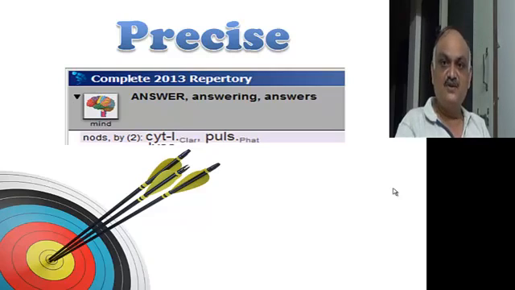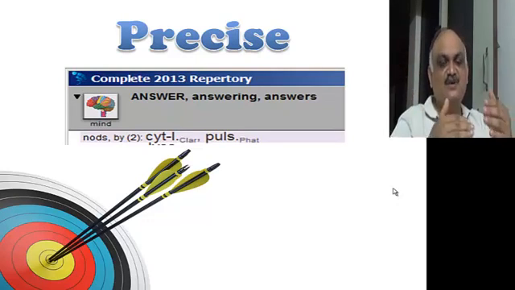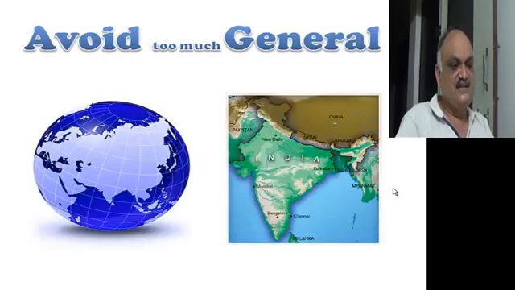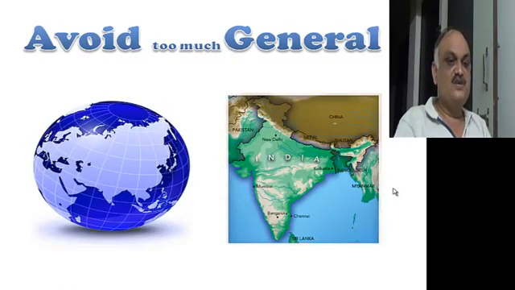Nods means moving your head. Very simple. But because we don't know the exact rubric, we are searching everywhere and feel like this might be there, this might be there, this might be there. So this precision is very important, not only in mind symptoms but in all kinds of symptoms. Exactness is required in the repertory. Now let's see a few general tips.